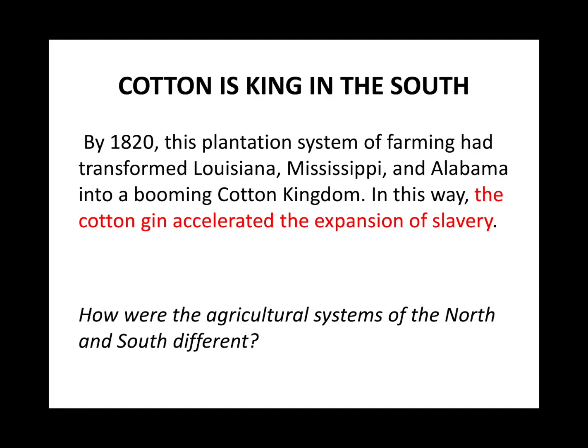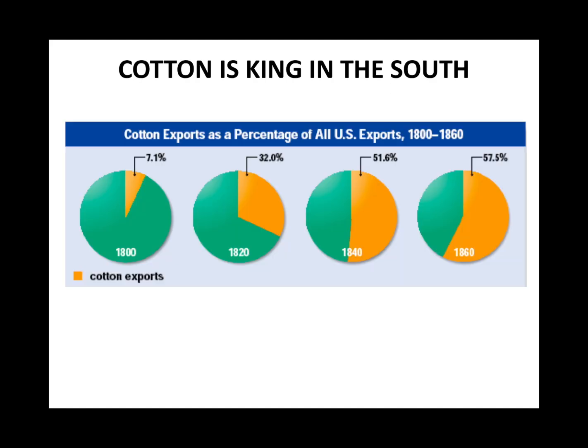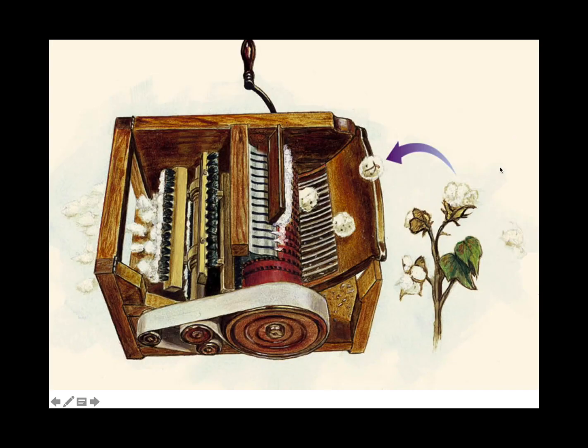But when Eli Whitney invented this, he invented it because he wanted to stop slavery. He wanted to slow down the slave trade, but in reality, all it did was accelerate it. So you can see in 1800, cotton exports were pretty low at 7.1%, and by 1860, 60 years later, our number one export in America is cotton, with 57.5% of all American exports.